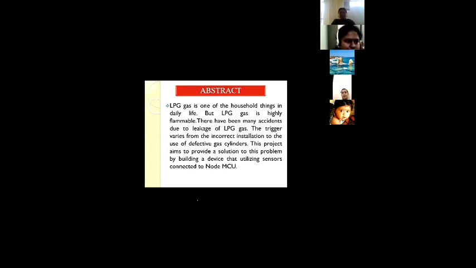One of the concepts we use in this paper is NodeMCU. MCU means microcontroller unit. A microcontroller unit is where a microprocessor and microcontroller are combined to form one IC chip. With NodeMCU, we can place a microcontroller in the gas cylinder. If the trigger is not placed properly, it can alert us using this NodeMCU.